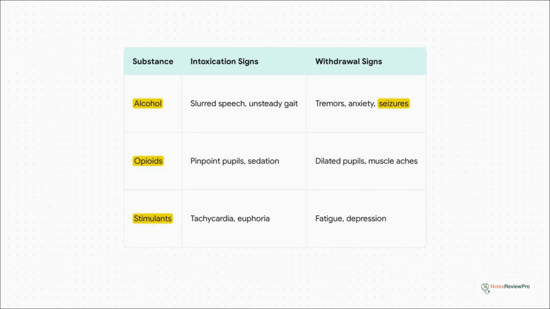Now, this table is just fantastic for seeing the difference side by side. It's all about opposites. So take a look at opioids, for example. When someone's intoxicated, they're sedated, breathing slows, and their pupils are tiny pinpoints. But in withdrawal, everything rebounds. They're agitated, their pupils are huge, and they're miserable. It's the same pattern for stimulants. Intoxication is this euphoric high, and withdrawal is a deep crash into fatigue and depression. Recognizing these opposing signs is a huge part of your assessment.